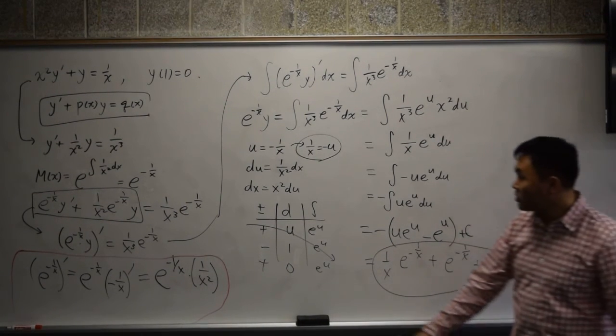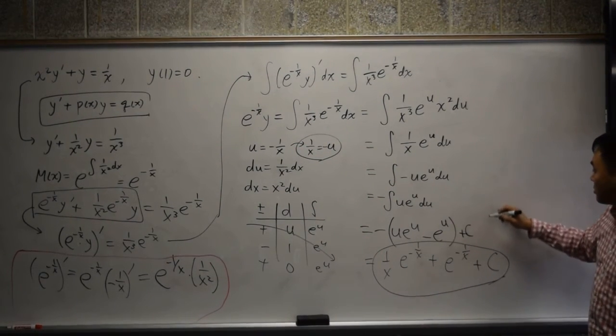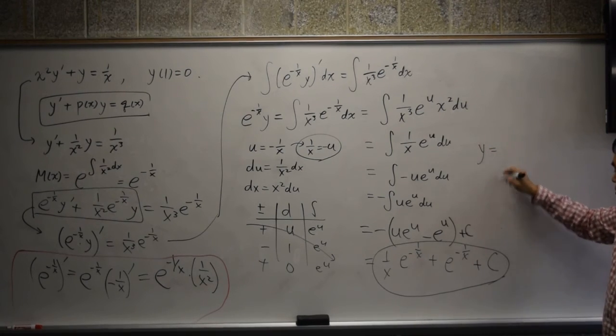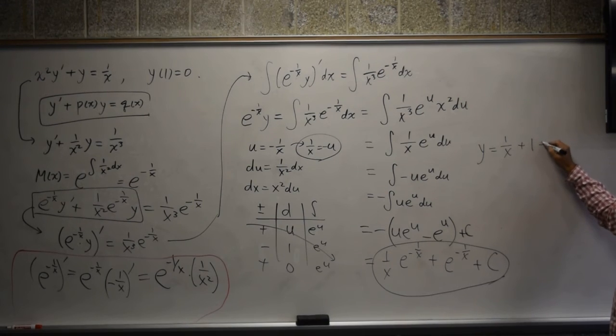And then finally, when you divide both sides by e to the negative 1 over x, your final answer is y equals 1 over x plus 1 plus c times e to the 1 over x. So that's the final answer.